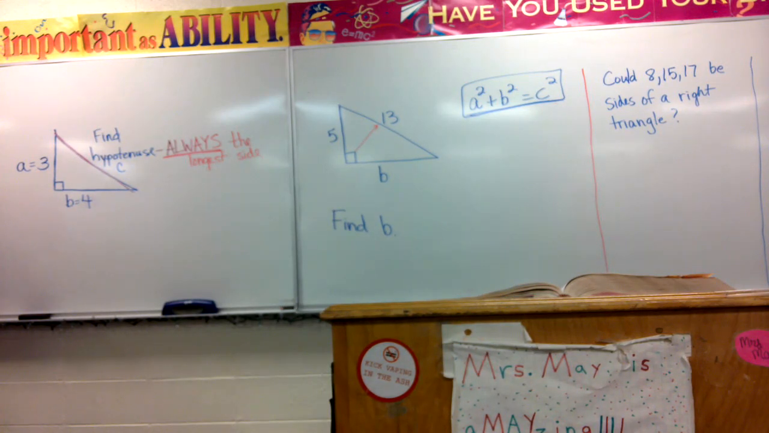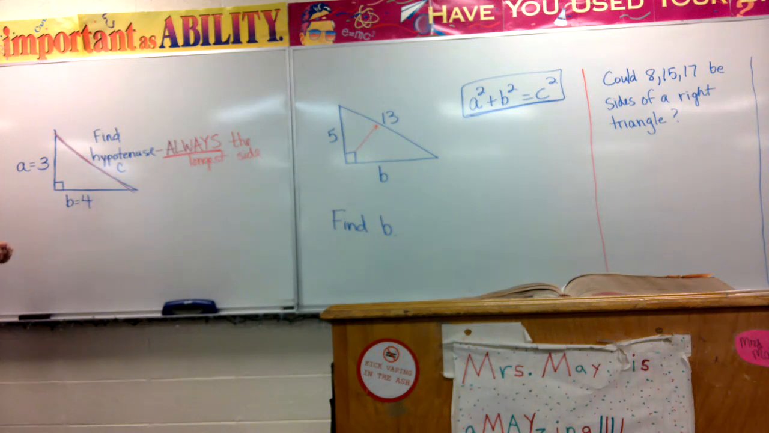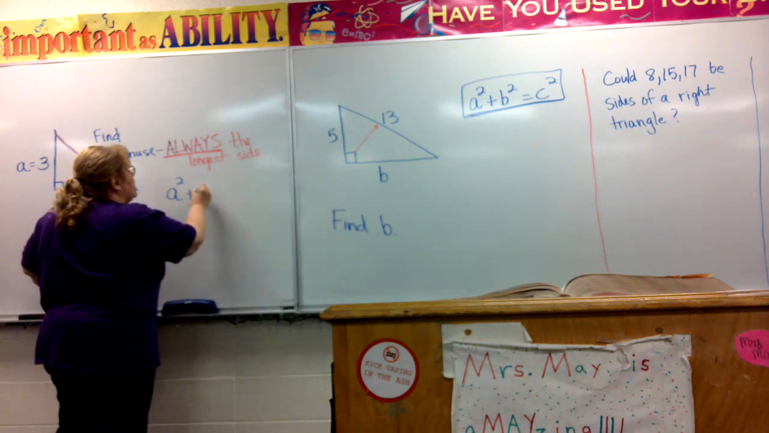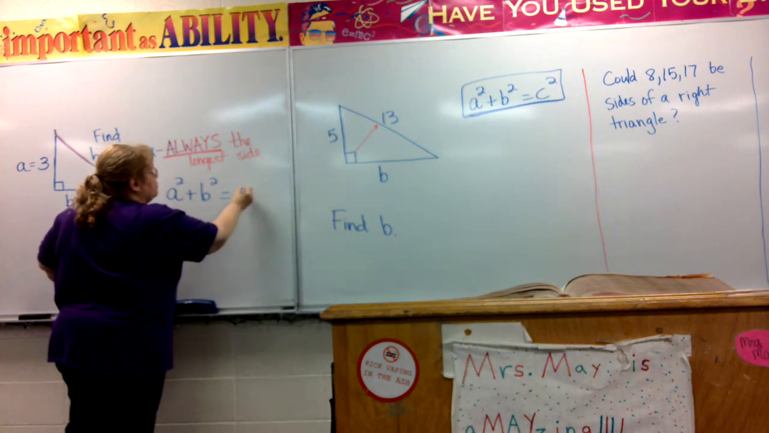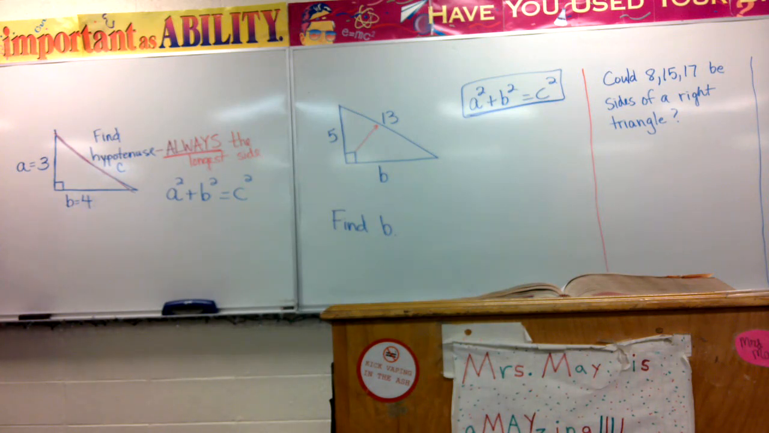What he also found was if you square this side and square this side and add them together, it's always equal to the square of the hypotenuse. That's what we call the Pythagorean theorem. Usually you see it as a squared plus b squared equals c squared. And we can use that formula to find the third side of a triangle.